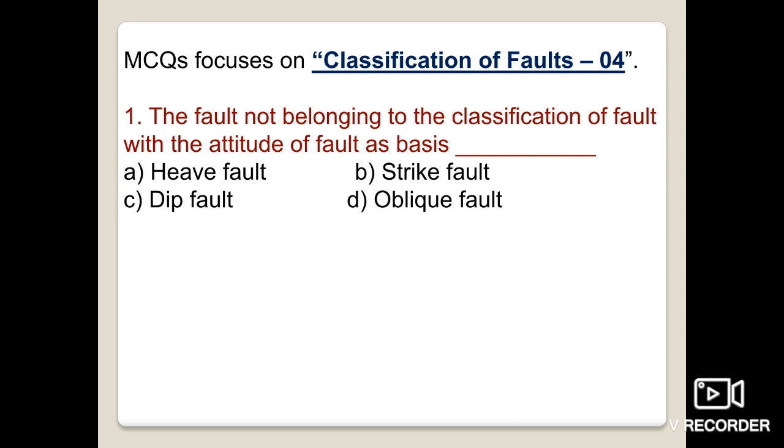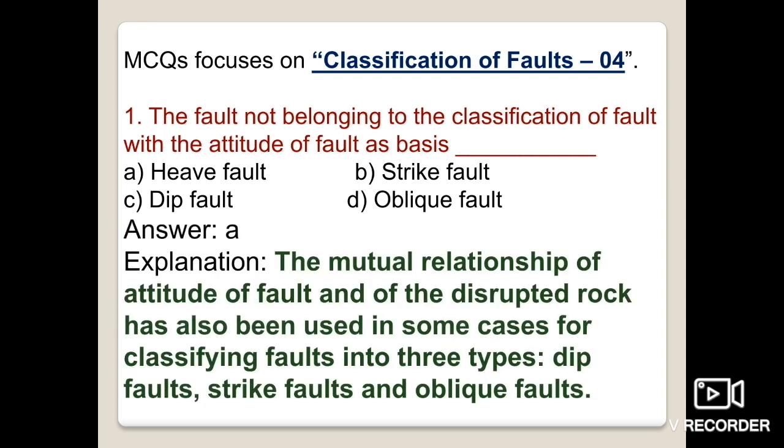So this question asks the fault not belonging to the classification of faults with the attitude of the fault as basis. So that is heave fault, strike fault, dip fault or the oblique type of fault. So we all have discussed in the first video, that on the basis of the relationship between the strike of the fault and the attitude of strata, the faults have been classified into 4 types. Basically they are dip faults, strike faults and the oblique faults. And another one very important fault which is not included in this slide, that is the bedding fault, okay.